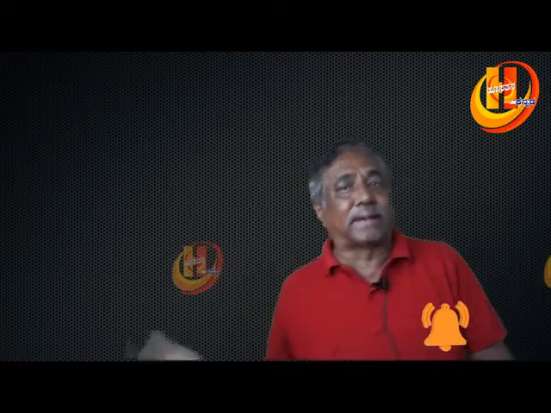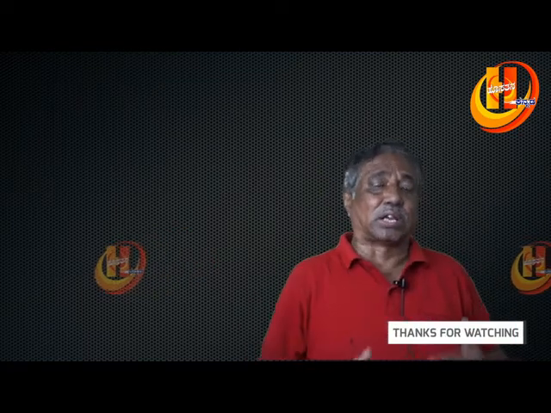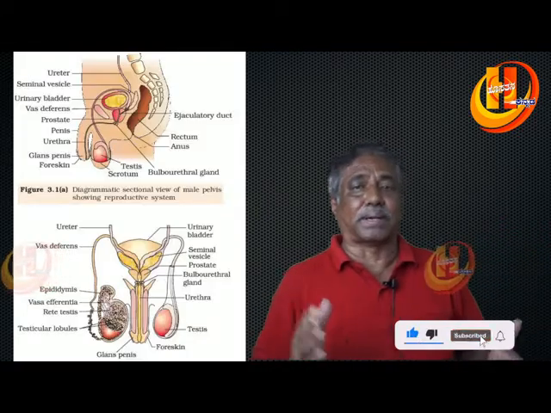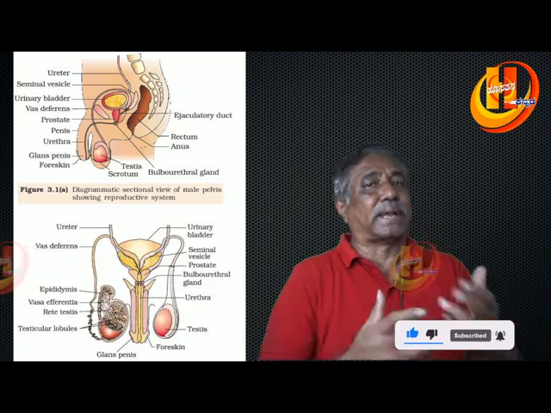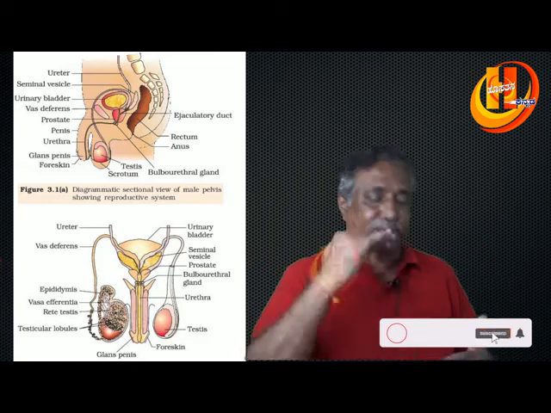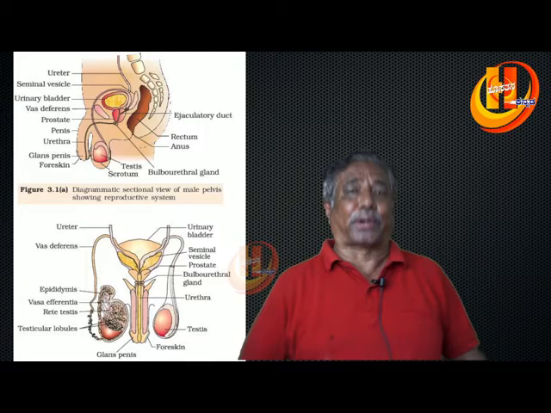2 to 2.5 degrees centigrade. Temperature is less in the testis than inside the body. This kind of low temperature is required for the proper spermatogenesis, that is the production of the sperms. This is very important. The testis is outside the body so that the low temperature is maintained, and this kind of low temperature is required for spermatogenesis, that is the production of sperms.